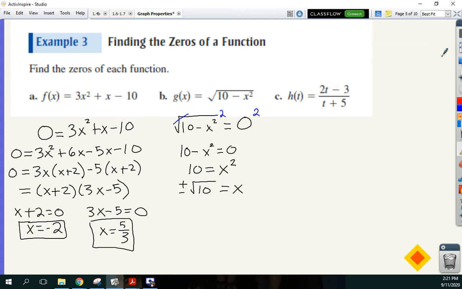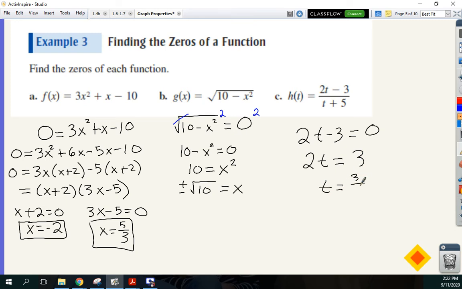All right, and then lastly, we have h of t. Again, we're looking for our zeros. So the thing to remember about your rationals is that your denominator can't be 0. So we know that we can't get any zeros out of the denominator. So that means that the only place that we can have things being equal to 0 is going to be the numerator. So I set my numerator equal to 0, and then I'm going to solve for t. And that would be my answer.